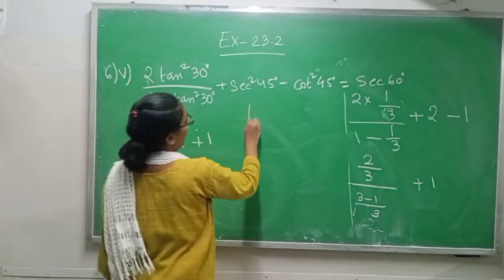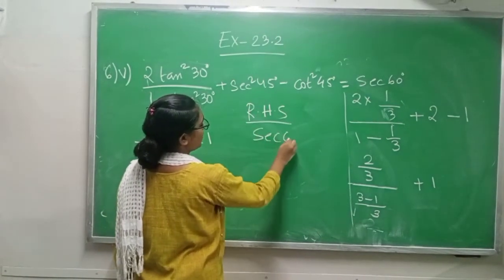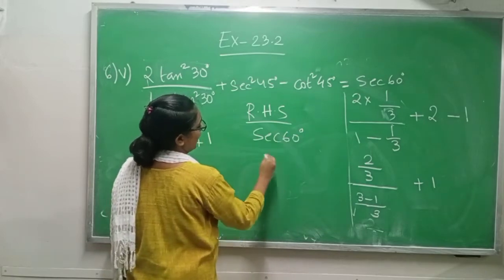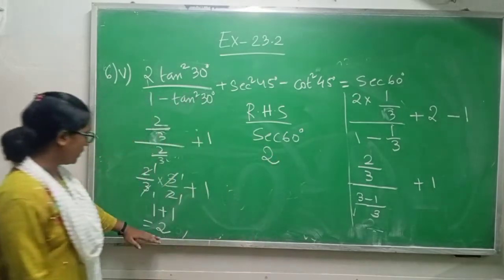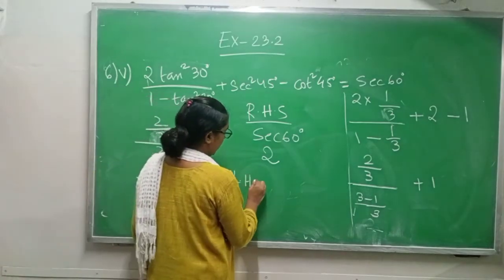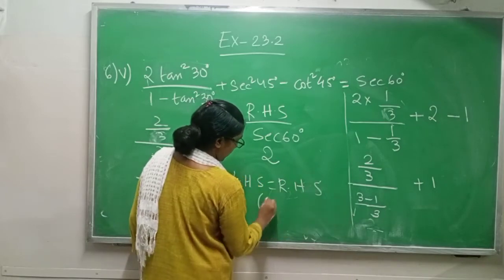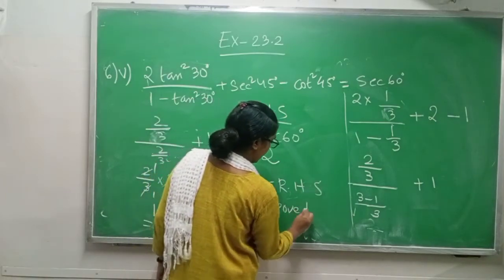Now you have to solve RHS. In RHS what you have? Sec 60 degree. And sec 60 degree value is 2. Now you can see in LHS you are getting 2, in RHS you are getting 2. So you can write LHS equals to RHS. Okay, complete this one.